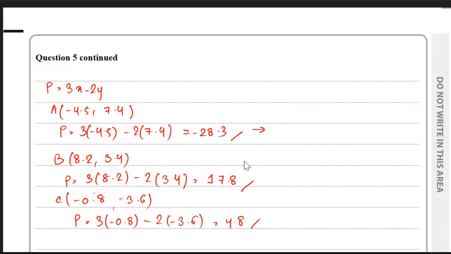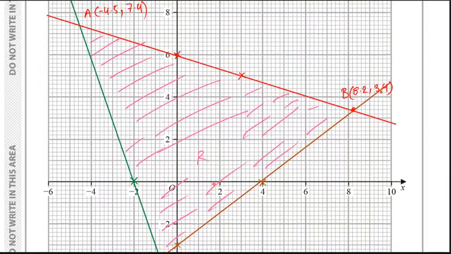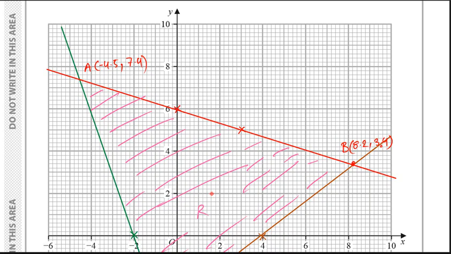The least value of P is this, and this is the highest value of P, or the greatest value of P. The values will differ because some of you might use a different coordinate here and there. So the values will differ a bit, but the marking accepts a range of answers, so you'll be fine. Just remember to use the coordinates of A, B, C from your graph. Okay? So they won't deduct your marks. Thank you.